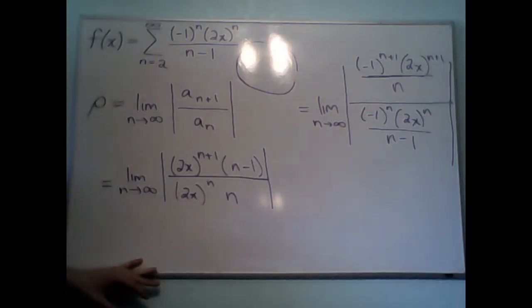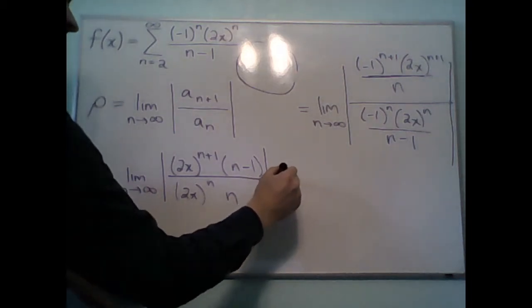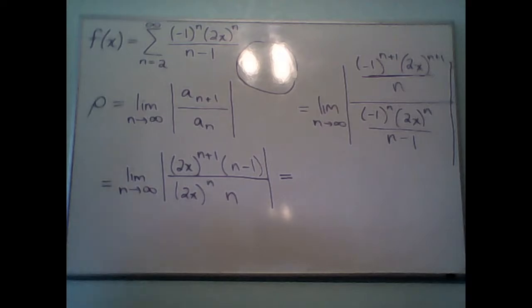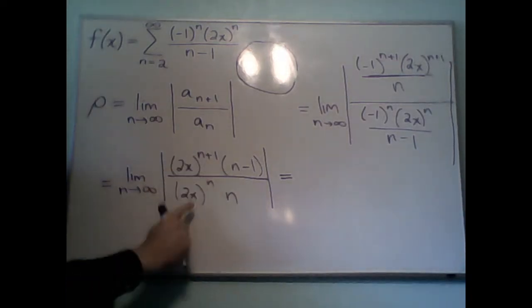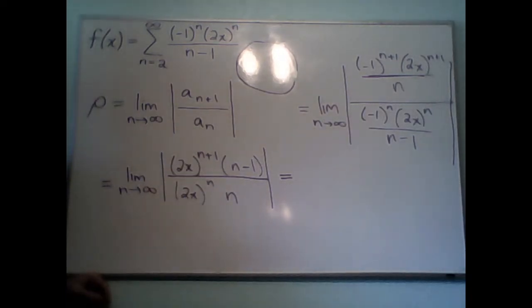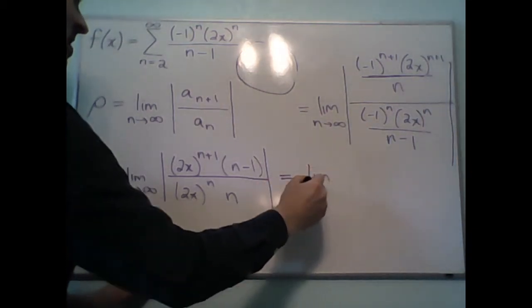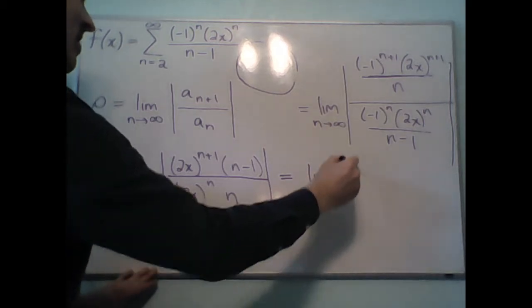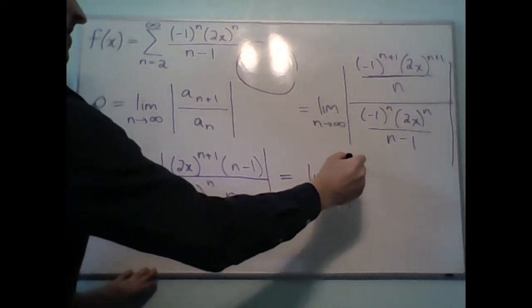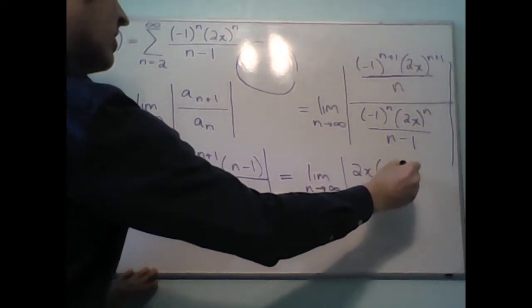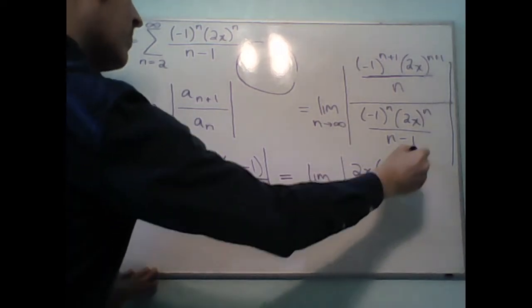absolute value. All right, and this is the place where you now want to see if there's any cancellation, and there is. I've got a 2x to the n plus 1 on top, a 2x to the n on bottom. When that cancels, it's just going to leave me 2x on top. So limit as, don't forget to keep writing the limit symbol. Limit as n goes to infinity of 2x times n plus 1 divided by n.